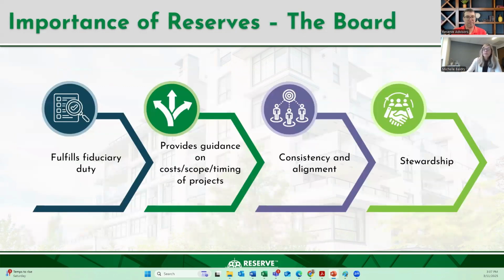So what is the importance of reserves from the board's perspective? Well, first and foremost, as you mentioned, it fulfills that fiduciary duty. A study provides an independent third-party opinion on the most cost-effective way to maintain the community. It helps provide consistency and alignment by stabilizing the budget and really acting in good stewardship for their community.